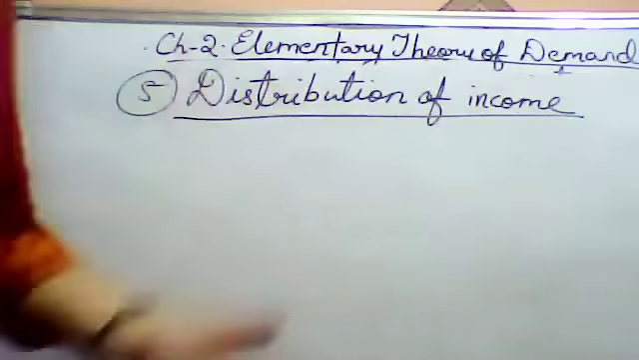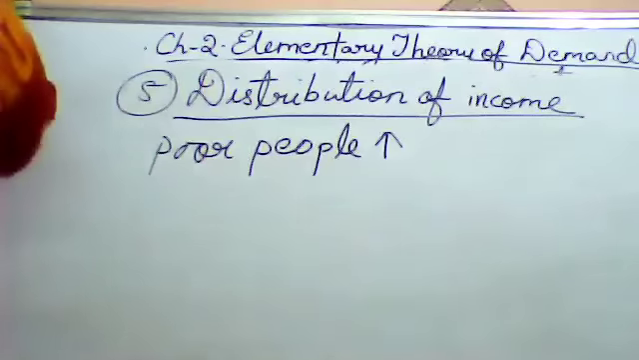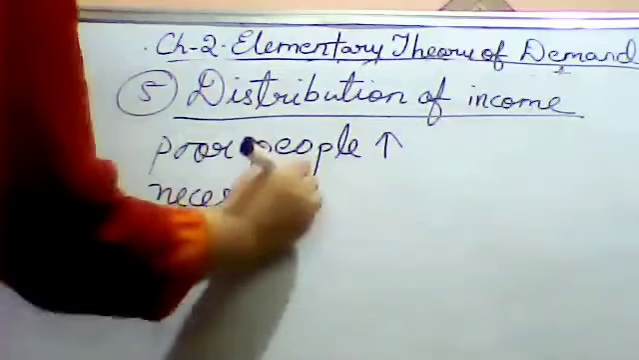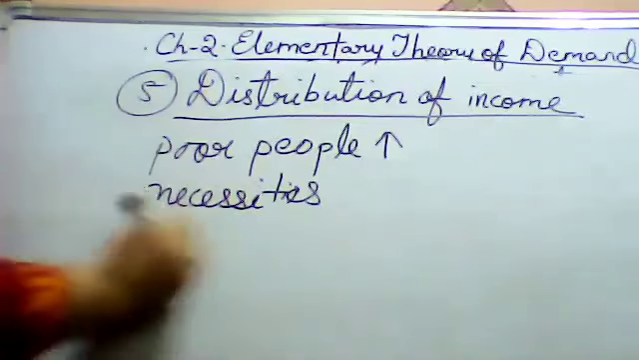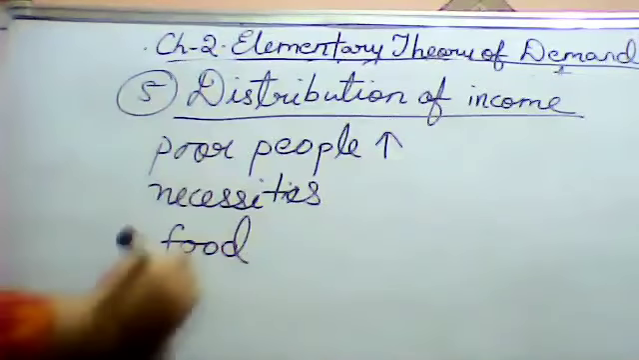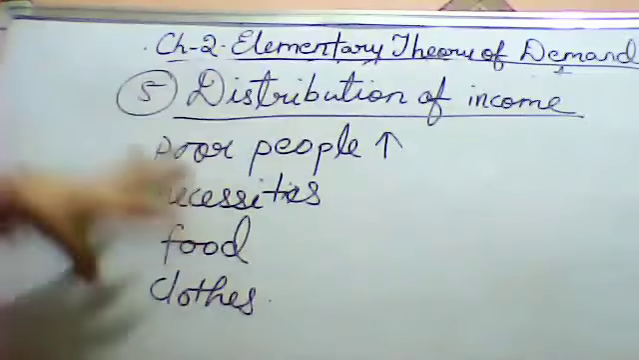So what happens if there are more poor people? If poor people are more in a nation, then what will be the demand? Ma'am, the necessities of life will be demanded more. Necessities like food, clothes, shelter, residence, which are required for survival. The necessities will be demanded more because there is a larger poor section in the economy.